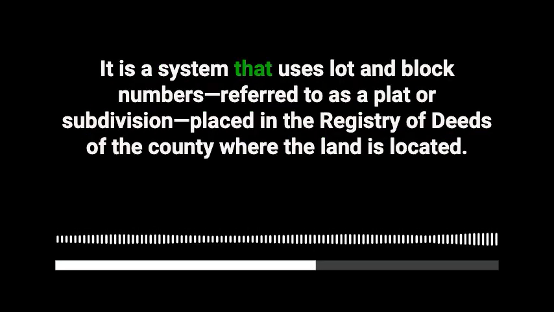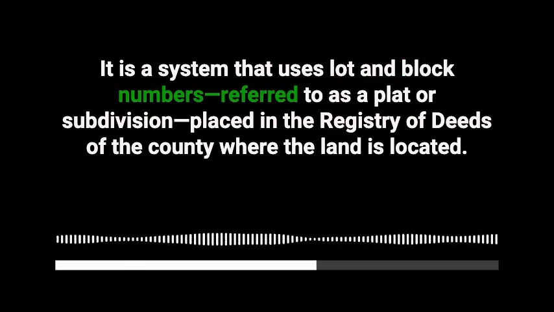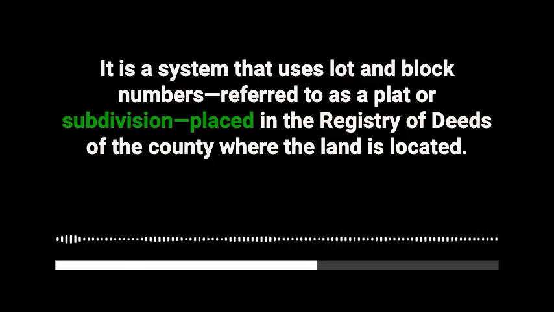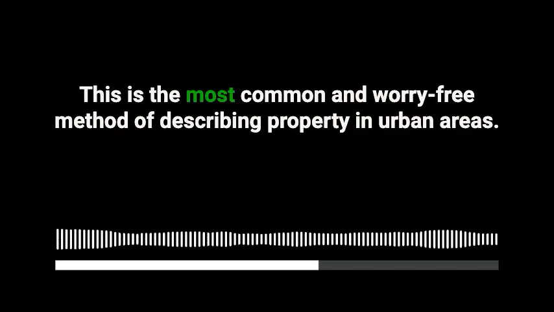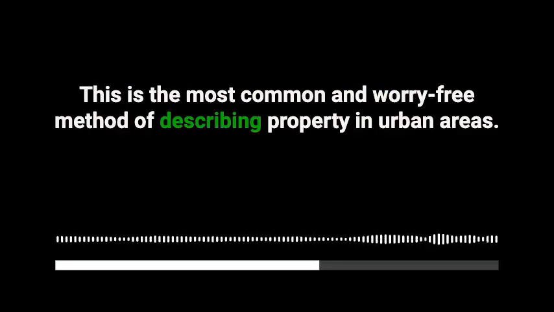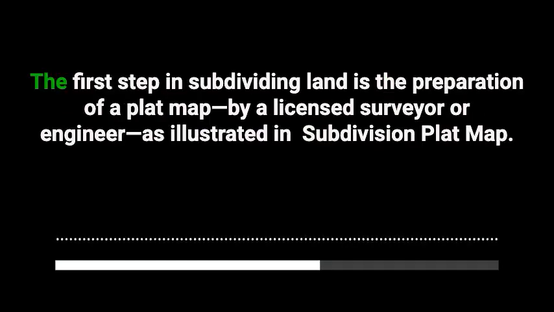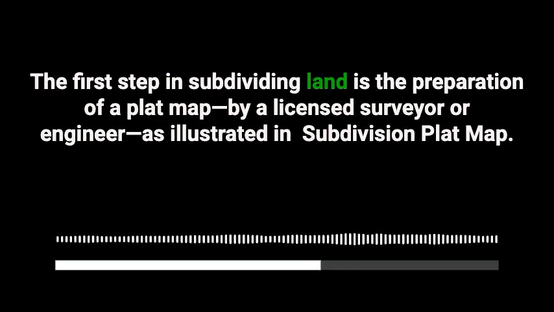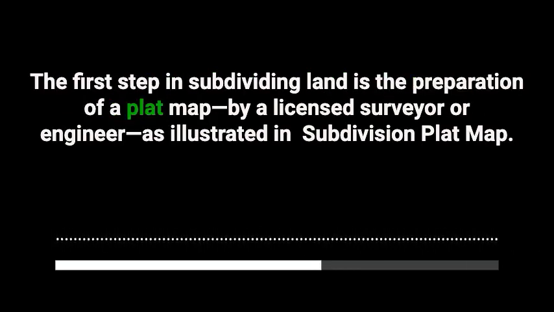It is a system that uses lot and block numbers, referred to as a plat or subdivision, placed in the registry of deeds of the county where the land is located. This is the most common and worry-free method of describing property in urban areas. The first step in subdividing land is the preparation of a plat map by a licensed surveyor or engineer, as illustrated in Subdivision Plat Map.